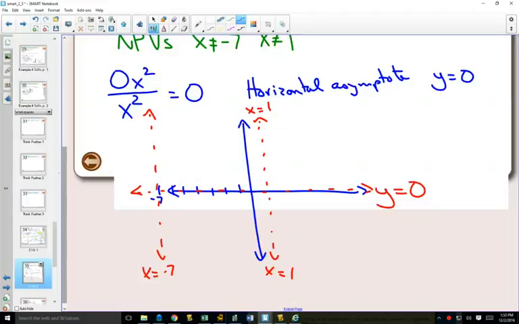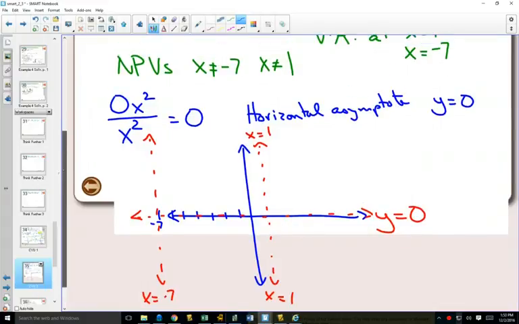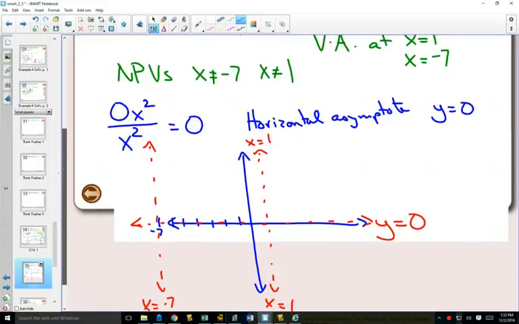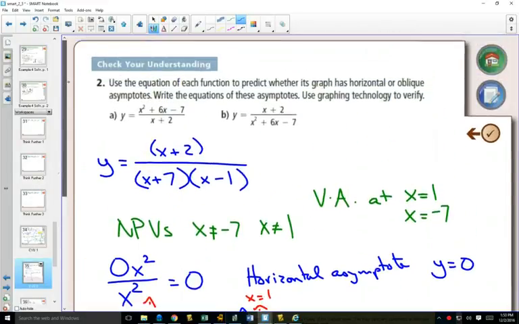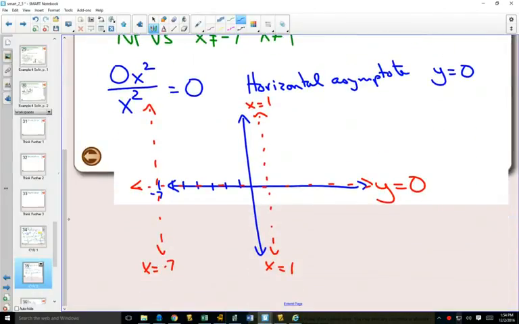So, okay, we've got both of our asymptotes. What we're going to do now is check for x-intercepts and y-intercepts. First of all, your y-intercept is easy because you can plug in 0 for x. Can you see that you'll get -2/7?